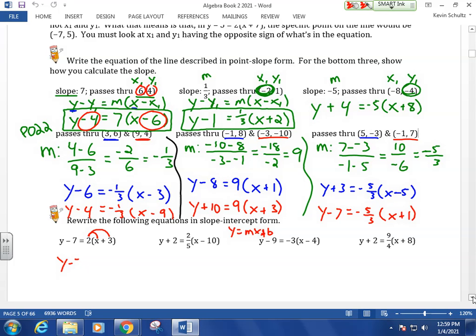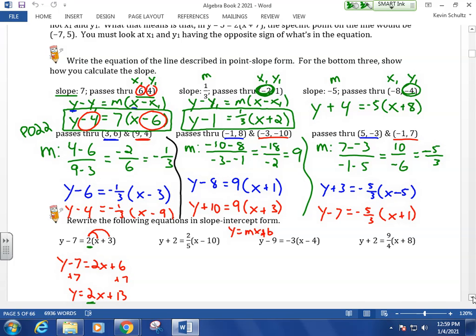That gives us y minus 7 equals 2x plus 6. Then, to get y by itself, add 7 to both sides, and we get y equals 2x plus 13. Y equals mx plus b. We're done, right? Notice the slope doesn't change. The slope was the same in point slope form, 2, as it was in slope-intercept form, but this gives us different information.